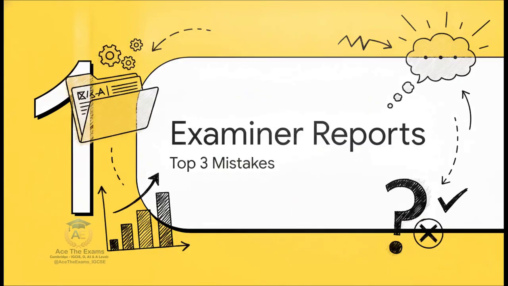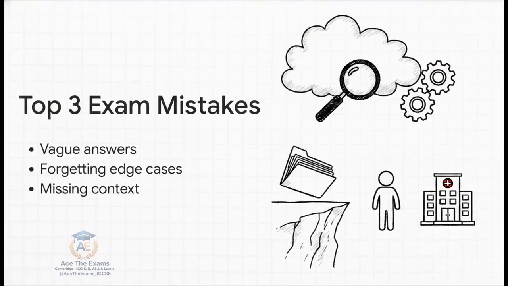Section 1. Decoding the examiner's mind and top mistakes. Let's look directly at the data to see where candidates are bleeding marks. Consider this slide an urgent flashing red flag alert. The absolute #1 mistake candidates make is being way too vague. Saying something like, the program reads the file to find the data is going to get you exactly 0 marks.